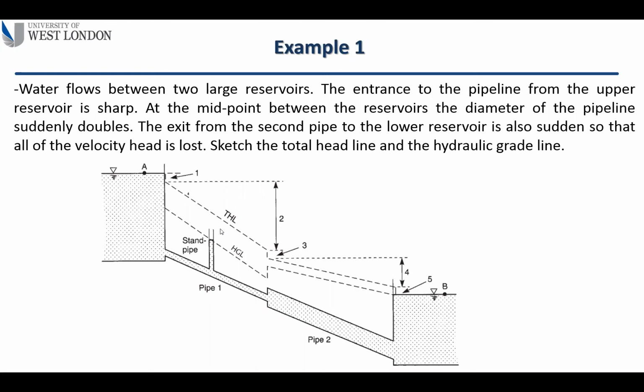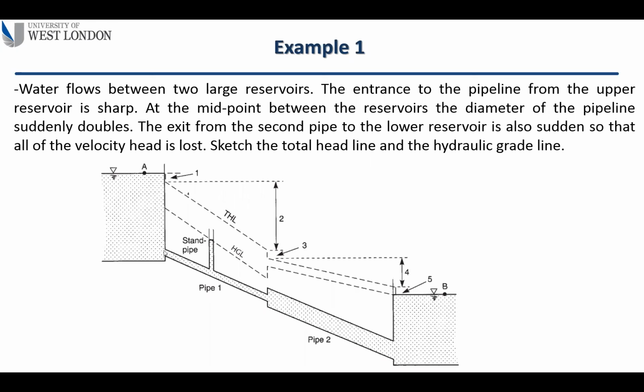So the question here is to sketch the total head line, THL, and HGL, or hydraulic grade line. You can already see the THL and HGL have been drawn here, but I'm going to explain why this happens, because you might need to be able to draw this on your own. So let's look at this from the beginning. At the beginning, there's no velocity, so the total headline, THL, is exactly at the water surface level.